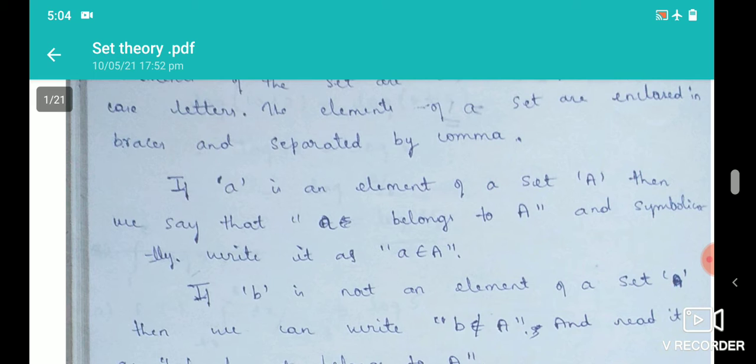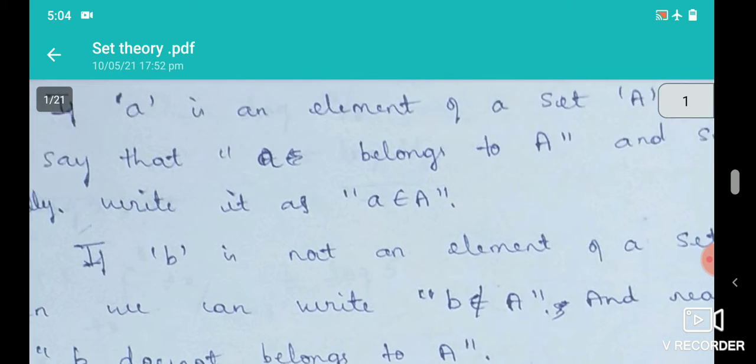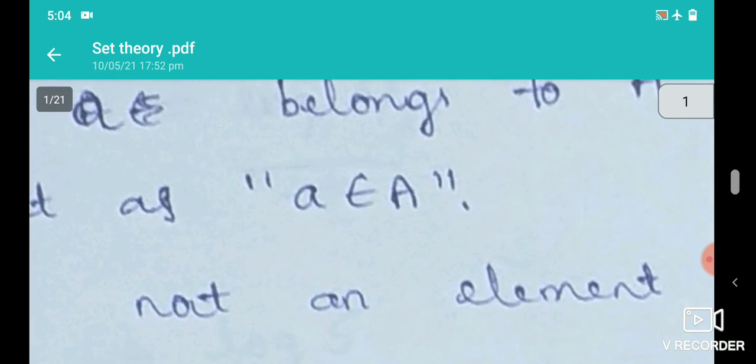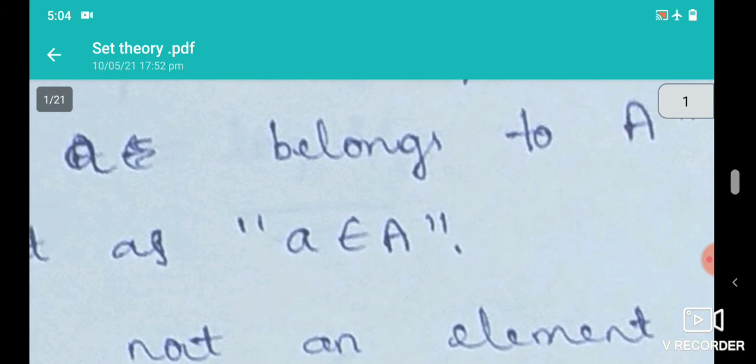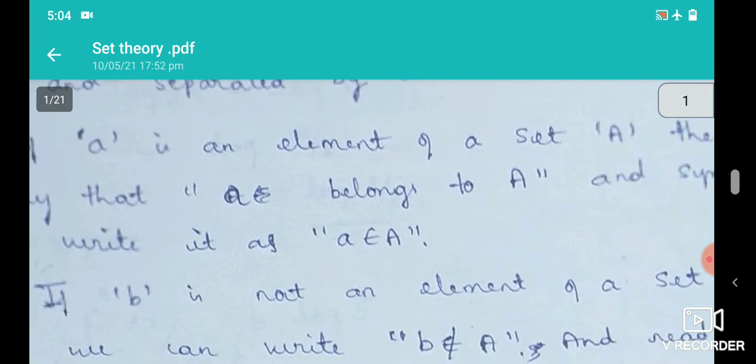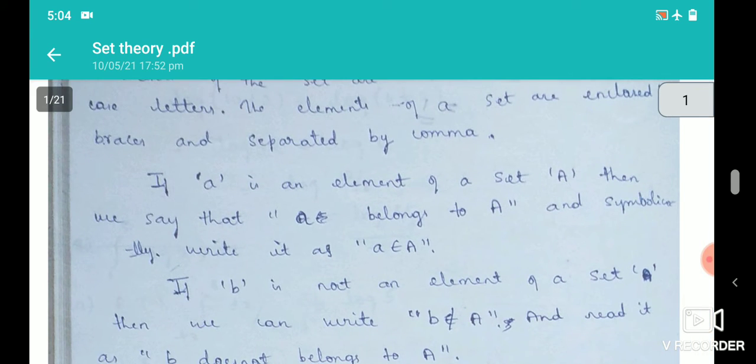Then if you want to say that a particular element belongs to the set, for example Gaurav belongs to the first BCA set, then we use this particular notation. Here a belongs to A, where a is the element and capital A is the set. That is similar to Gaurav being the element and the set name being first BCA. Gaurav belongs to first BCA.